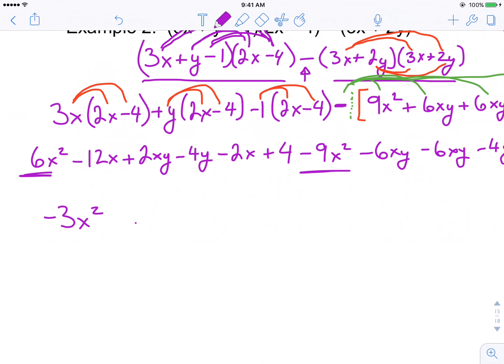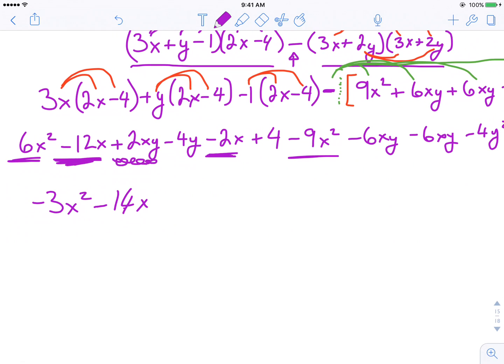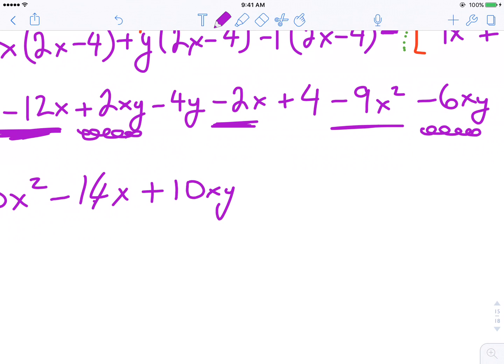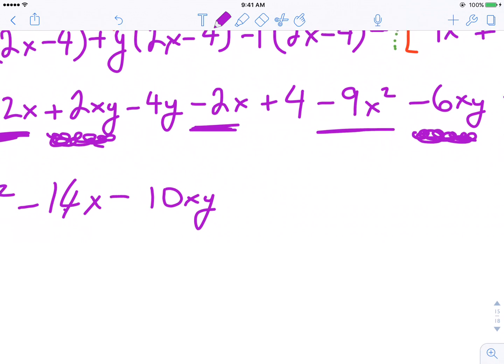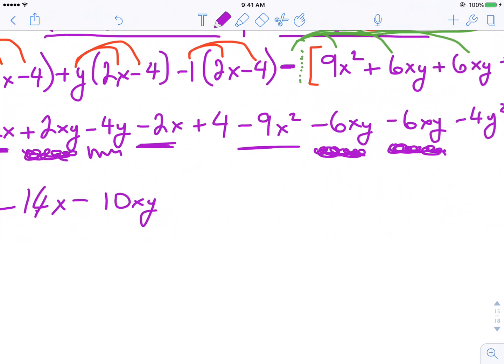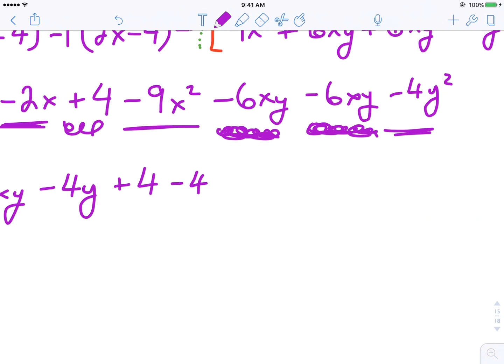What about x's? Minus 12x, minus 2x, and that's it. Minus 12 minus 2 is minus 14x. How about xy's? 2xy, minus 6xy, minus 6xy. Negative 6 and negative 6 is negative 12, plus 2 is negative 10, so minus 10xy, not positive. How about y's? Minus 4y, no other y's, minus 4y. Constant: 4, no other constants, plus 4, and our lonely negative 4y squared.